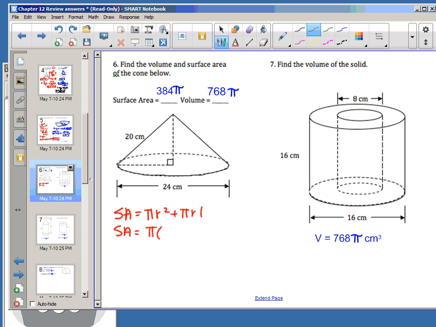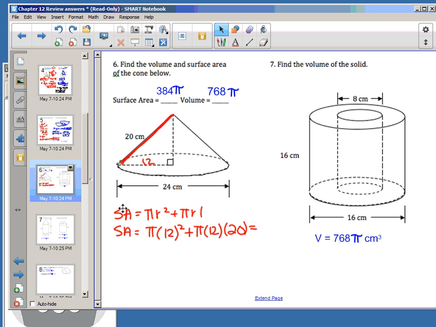So my radius here is going to be 12, half of 24. So pi 12 squared plus pi times 12. Remember the L is that lateral. It's called the lateral or the slant, which is that slanted part. So that's going to be 20.